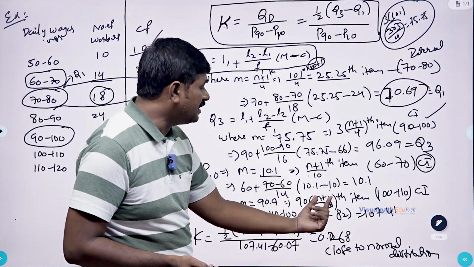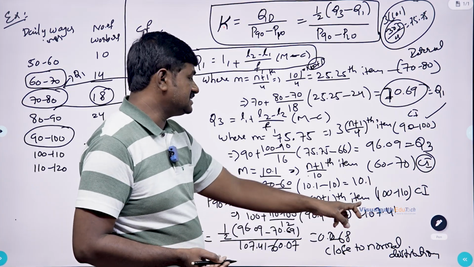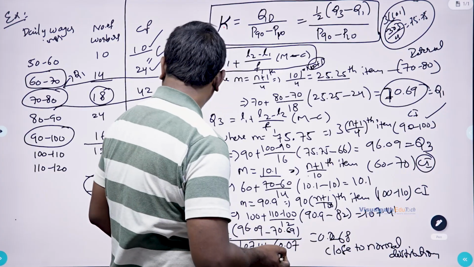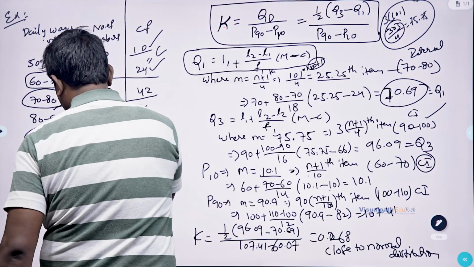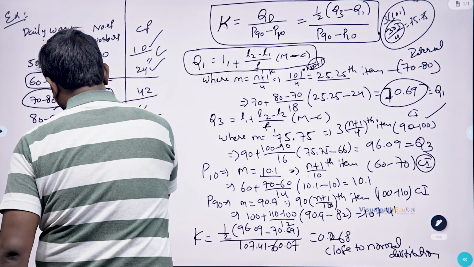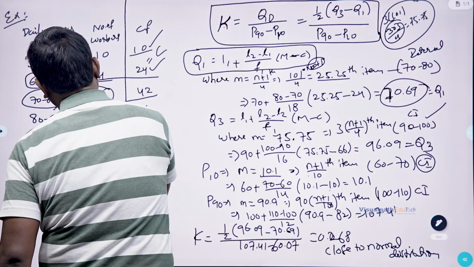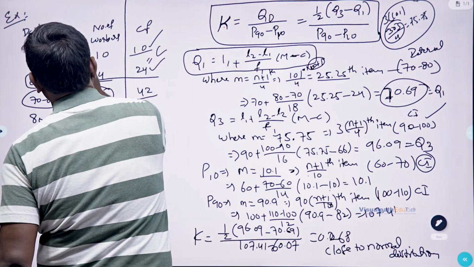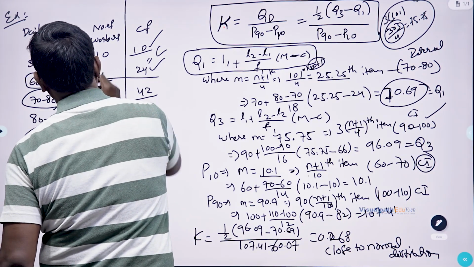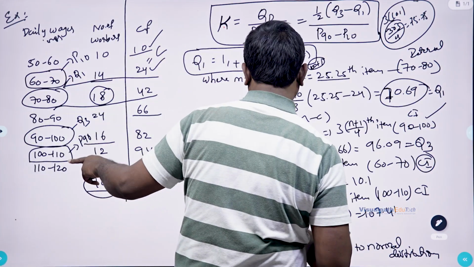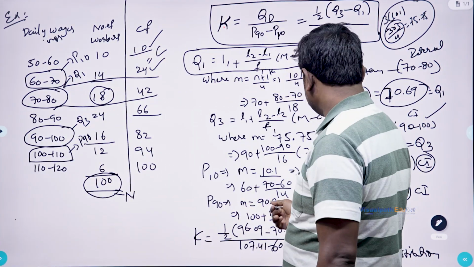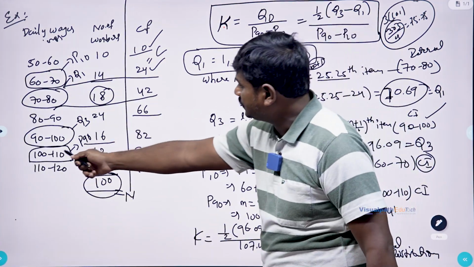Here, 90 into (n plus 1) by 100th item, that is the 100 to 110 class interval we have to select. This is the class interval we have to select for this. This is for Q3, and this is for P10. These class intervals we have to select. So for P90, what is the selected class interval? That is 100 to 110.